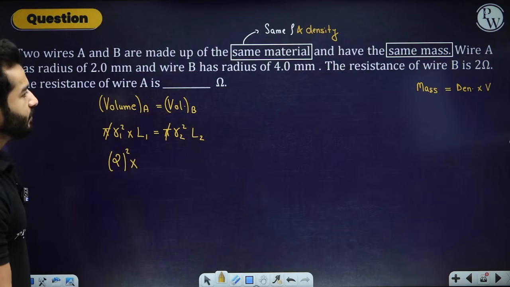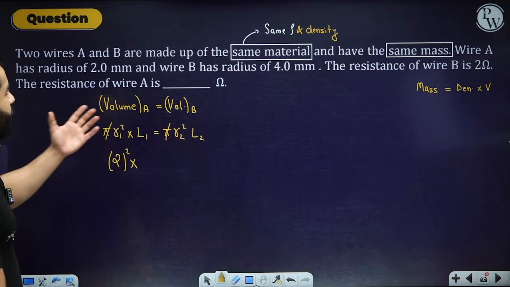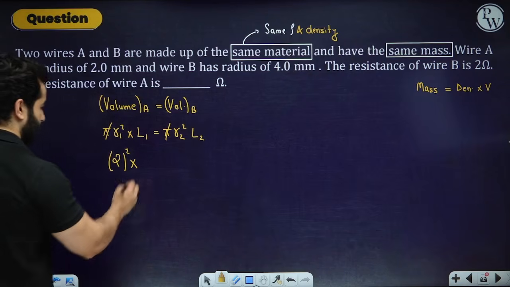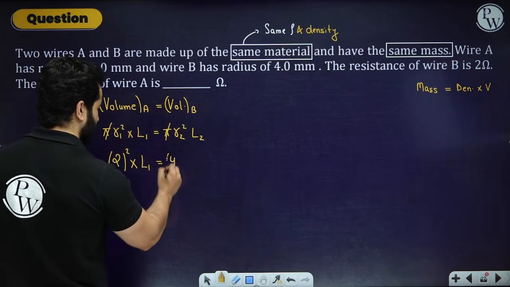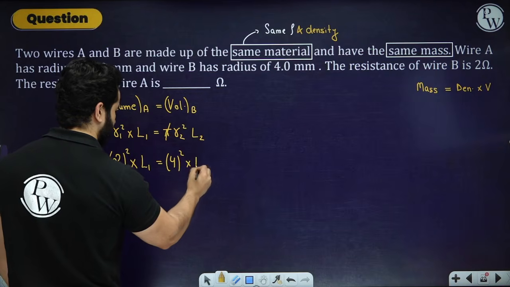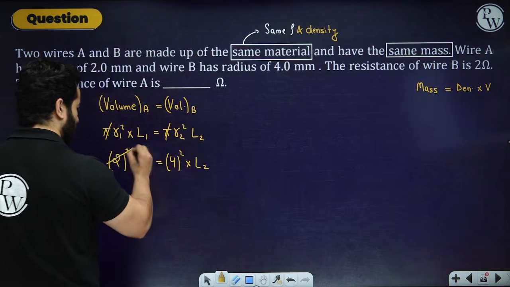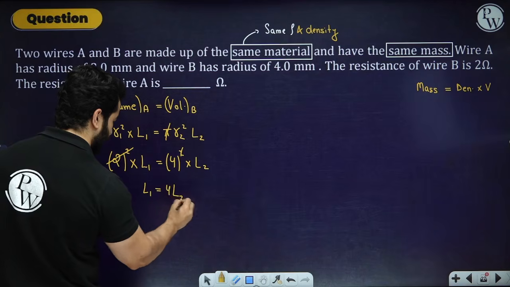What about length? Are they talking anything about length? Two wires A and B are made up of the same material having the same mass. Wire radius is this, radius is this. So R1 is 2 and R2 is 4 millimeter, and this is L2. So I can cancel out one of the 4 with this. That means L1 is actually equal to 4 times L2.